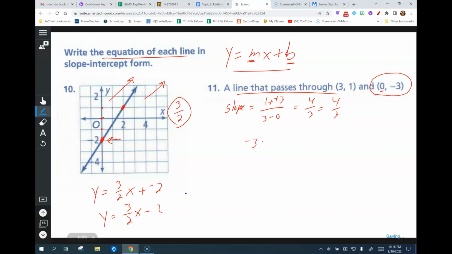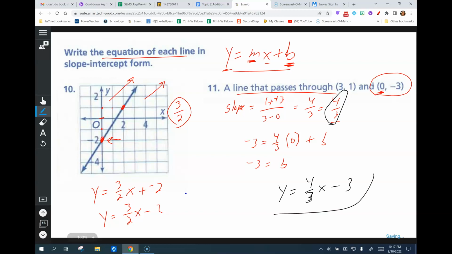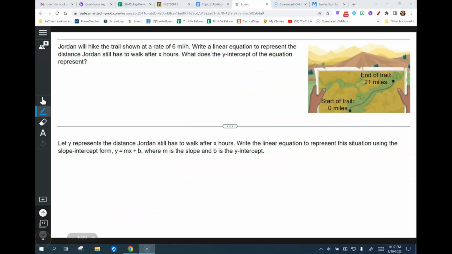I'm going to pick the one that has (0, -3), because anytime I can pick 0, it's usually helpful. So -3 is equal to slope, because I'm just plugging it in. So I plugged in my y, plug in my slope, my x, and I don't know my b. That's what I'm solving for. So m is 4/3 times my x value, which is 0, plus b. So I get -3 is equal to b. Well, isn't that nice? Always look for a 0. So my equation of my line, y equals 4/3 x minus 3. Yay!